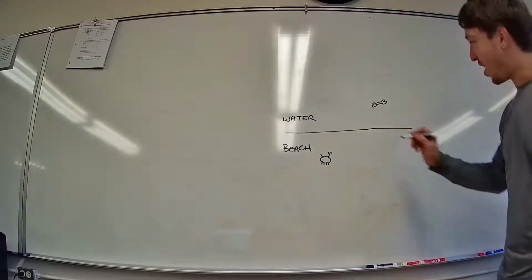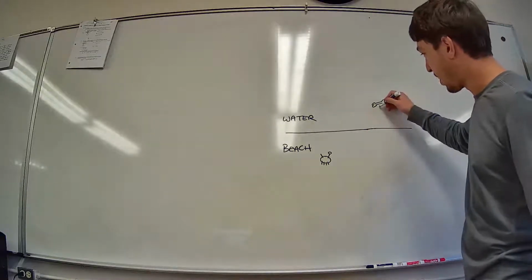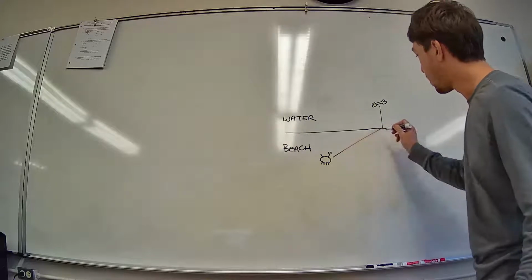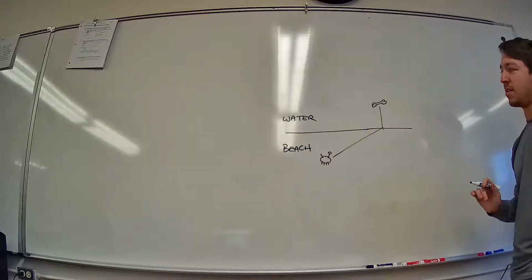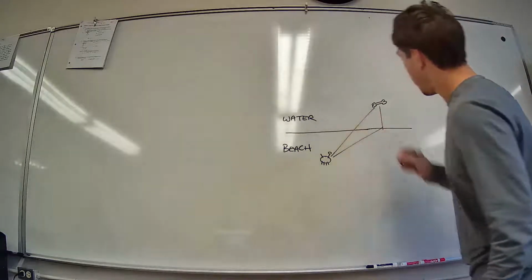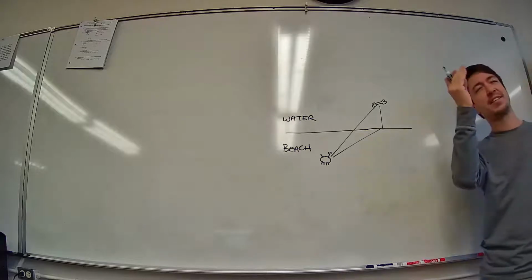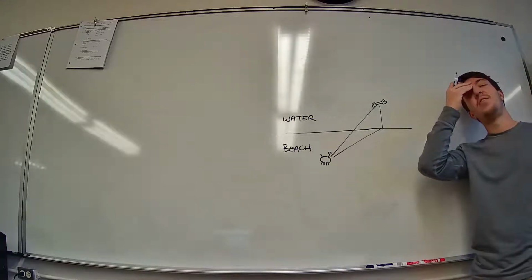Most efficient. What does Mr. Doggy do? Well, if he wanted to minimize his time spent in the water, he would obviously have to go to this point, right? That's not allowed. If he wanted to go shortest distance overall, he would go directly to the bone. But Mr. Doggy performs the calculus in his head. He says, wait a second.